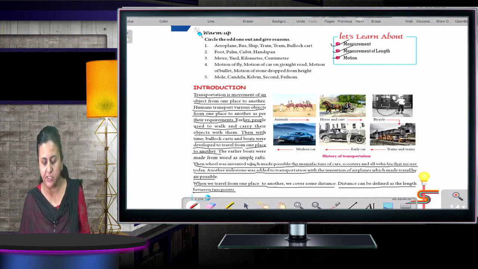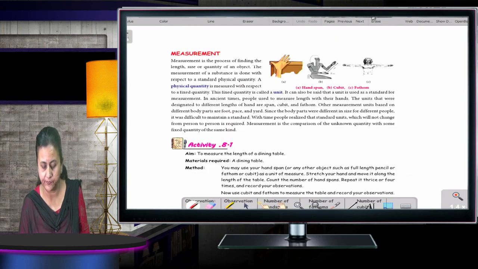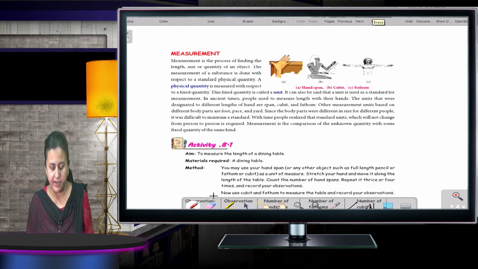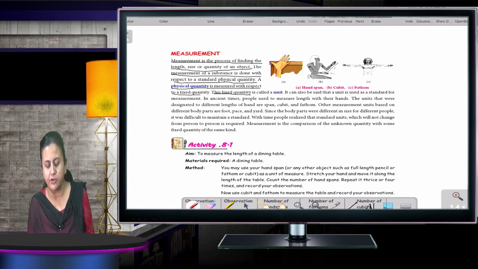Now moving to the next page, measurement. What is measurement? Measurement is the process of finding the length, size or quantity of an object. The measurement of a substance is done with respect to a standard physical unit. A physical quantity is measured with respect to a fixed quantity. This fixed quantity is called a unit. It can also be said that a unit is used as a standard for measurement.